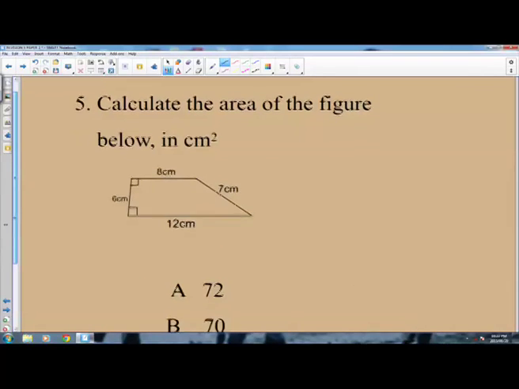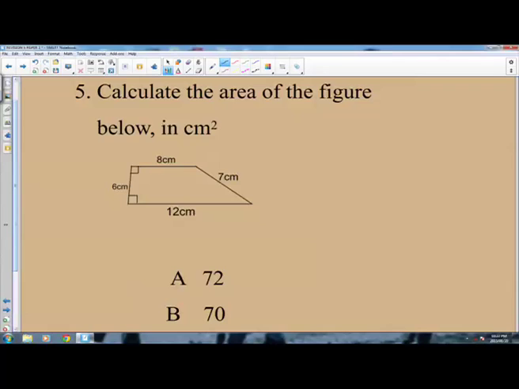Question number 5. Calculate the area of the figure below in centimeters squared. So you are given the figure and then you are expected to calculate its area. This is a trapezium. Two ways of doing it. The first way, we know that the area of a trapezium is given as half, open bracket, top plus the bottom, close the bracket, times the height. This is one way of doing it.